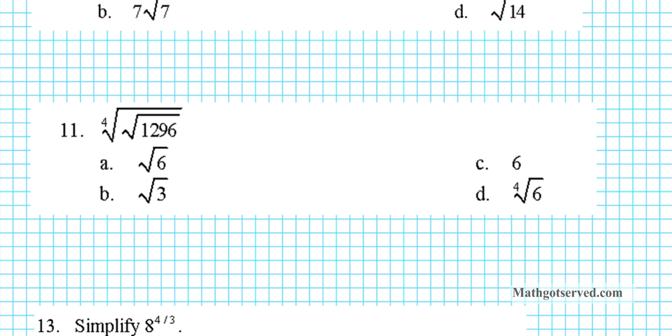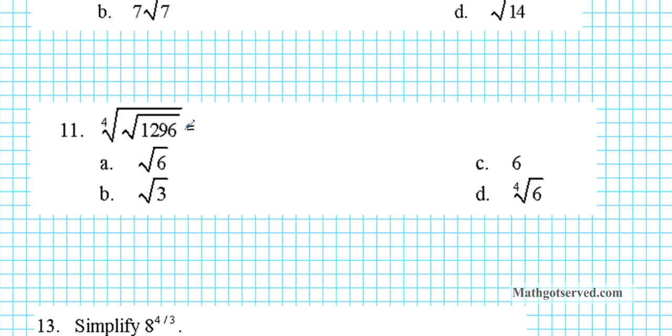Alright, let's take a look at question number 11. We have to find the fourth root of the square root of 1296. So in order to do this, first thing we're going to do is rewrite the radicals as fractional exponents. All right. So how do we go about doing that? Well, let's start with the outermost one using the nth root property of exponents.